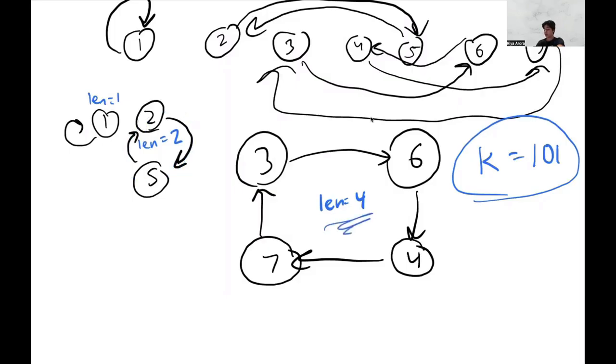Same thing here. Every time we move 4, it's like we just reset. So 101 mod 4 equals 1. So it's going to be like 3 just moves 1, sorry, 6 moves 1, 4 moves 1, and 7 moves 1. No, I'm sorry. Not the exact position that we started. We ended up in just moving 1 from where we started.